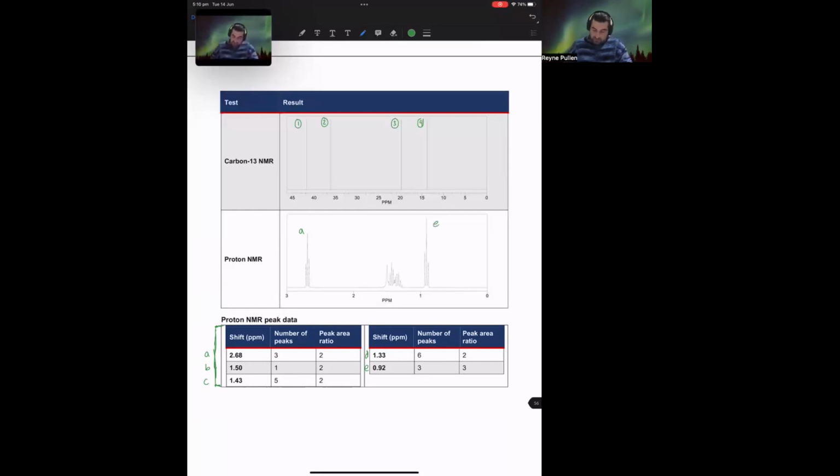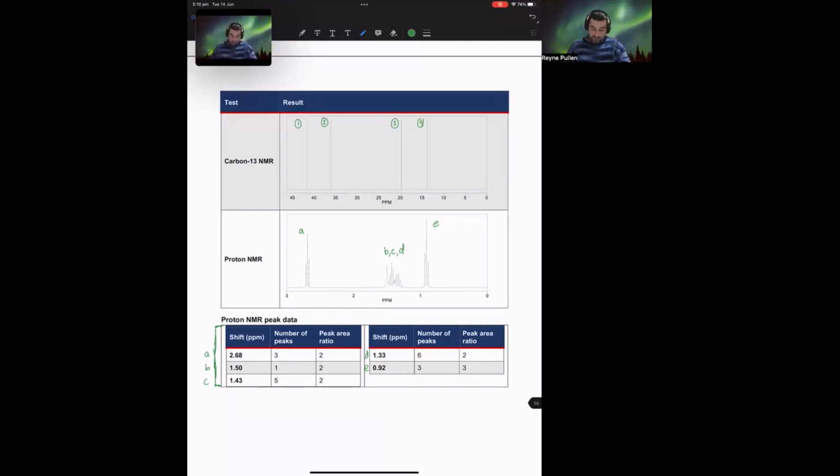So I can also label E up here, but realistically, B, C, and D, they're all kind of stuck up in that little mess in the middle there. And we'll come back to that. But what we want to try and pull out of here is a bit more information about the peak area ratio as well as the number of peaks.